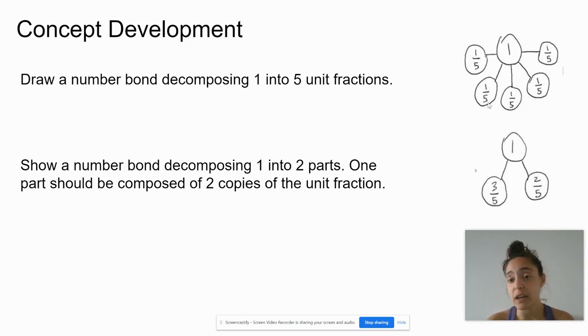If I needed to, I could look up here and say, okay, I have my one part that should be composed or grouped together with 2 copies. So these 2 make this 2/5 over here, and my leftover 3/5 is 1/5 plus 1/5 plus 1/5. So I have these leftover 3 over here.